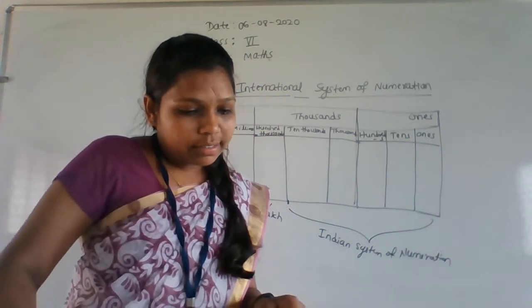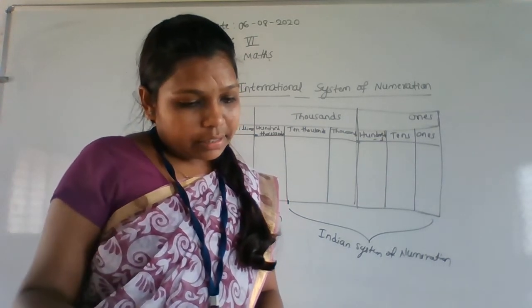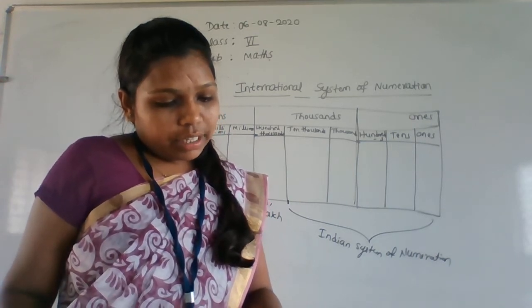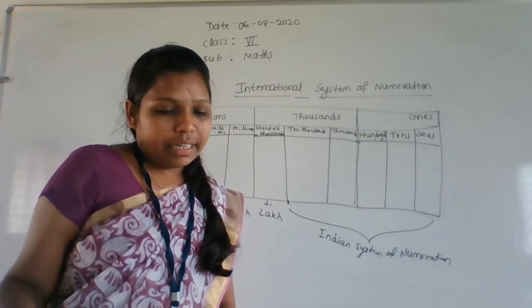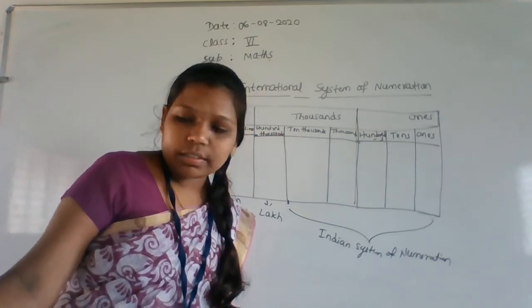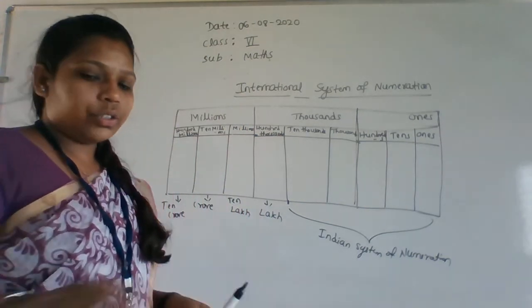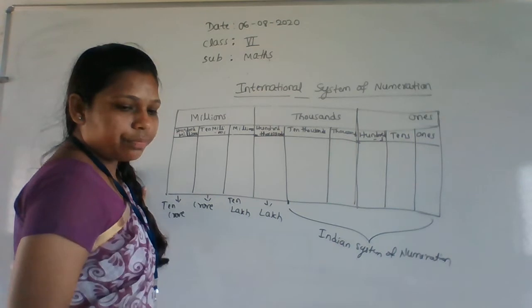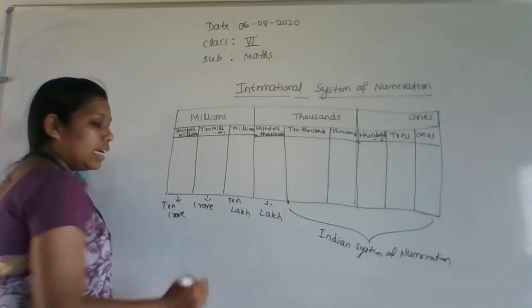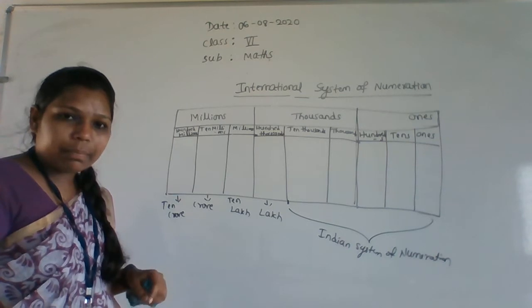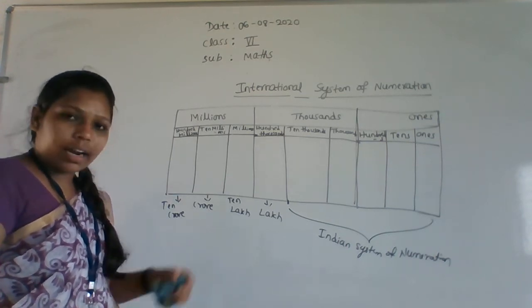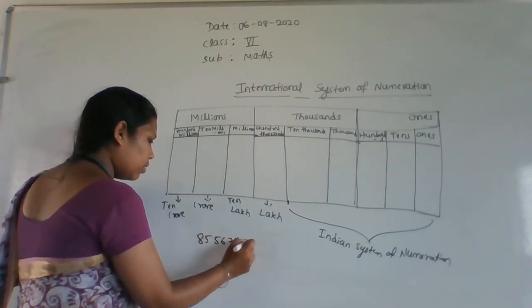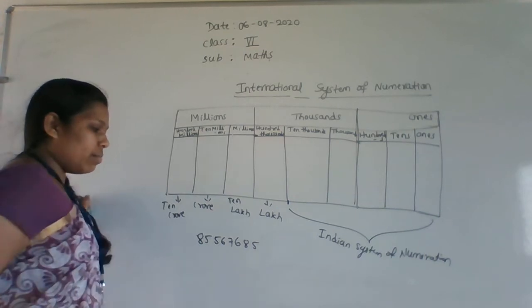I'll give only one example here. That is in your textbook only, they have given it here. The number is 38,941,000. Something already in the textbook they have given one example. Please read that. But I'll give another example here. Like this, whatever number you can take.